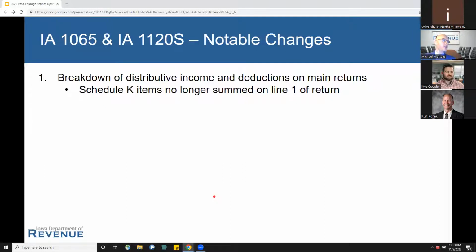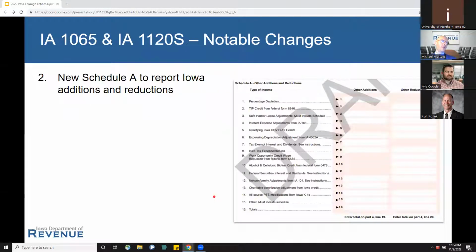The first thing you'll notice is that there is more of a breakdown required of income and deductions on the main return. The Schedule K income items are no longer summed on line 1 of the return, so there'll be some additional reporting as you work through that main part of the return. Another thing you'll notice is there's a new Schedule A to report Iowa additions and reductions. So there's some more specificity on the types of additions and reductions that are available under Iowa law as you fill out the return.